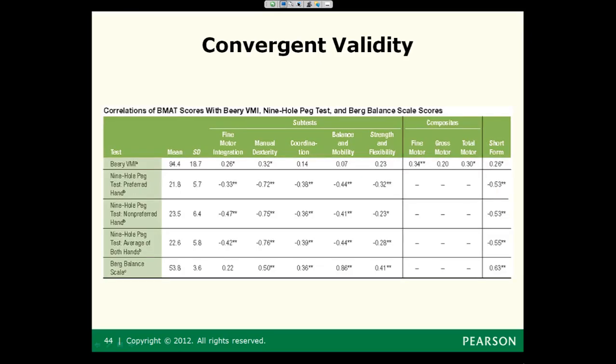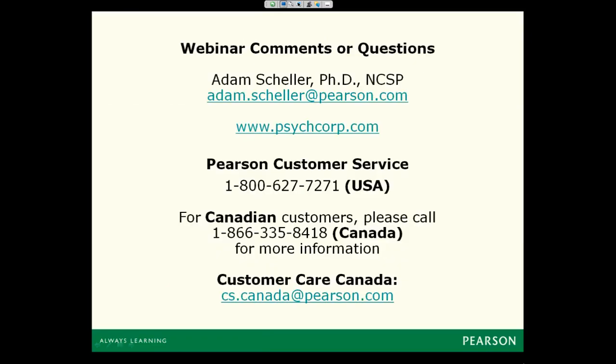Convergent validity basically shows us that the items on the test correspond to other tests that we know measure similar tasks. Okay, and this is the end then. Since we're over by a couple of minutes, I went quickly through that last part.